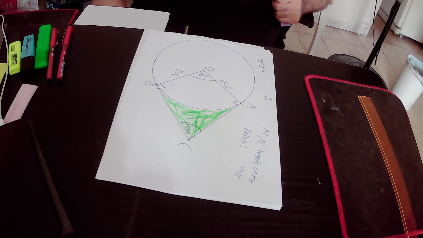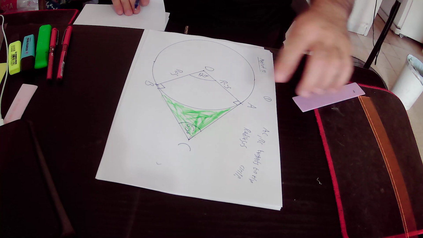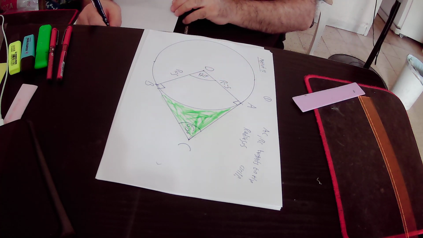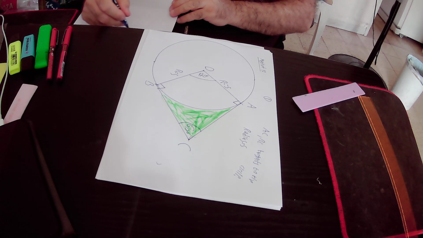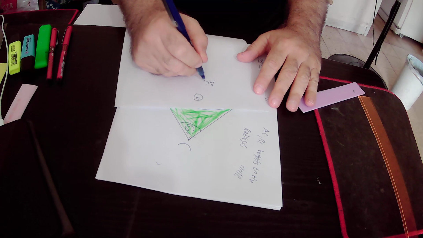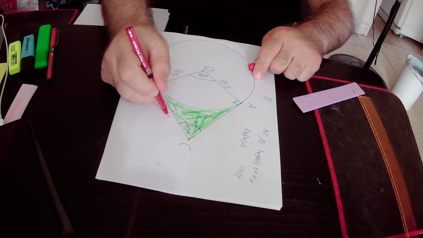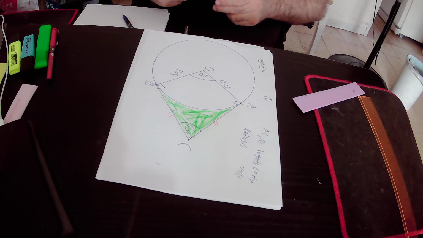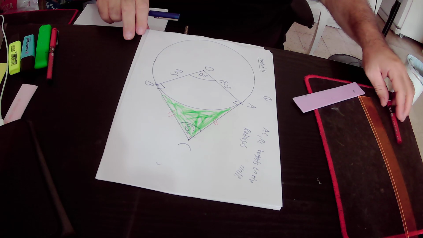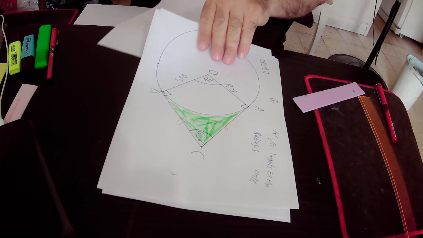We also know that AC equals BC. So those two sides are equal to each other, according to the two tangents theorem.